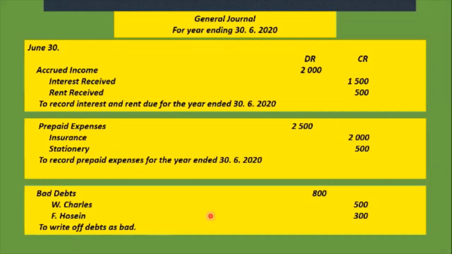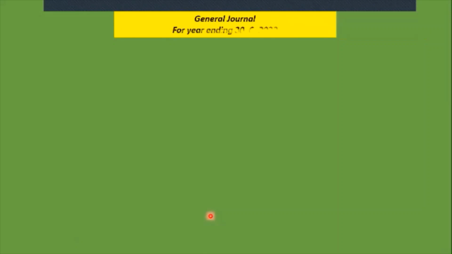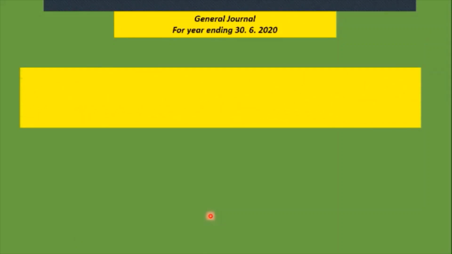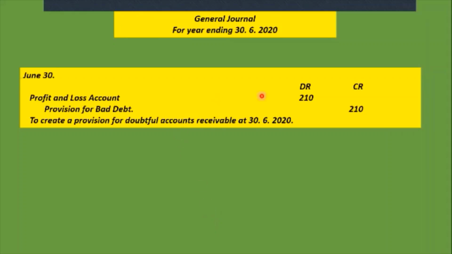We move on to the provision for bad debts. We calculated the amount as being 210, 2% of 10,500. We debit the profit and loss account with 210, and we credit the provision for bad debt with 210. The entry is always the same. The narrative, however, is not always the same.